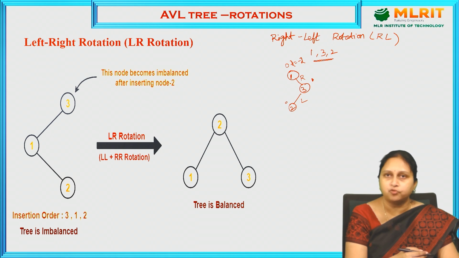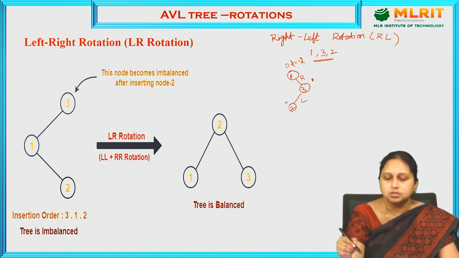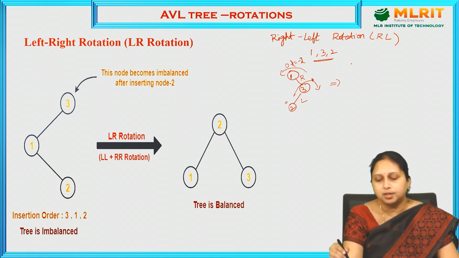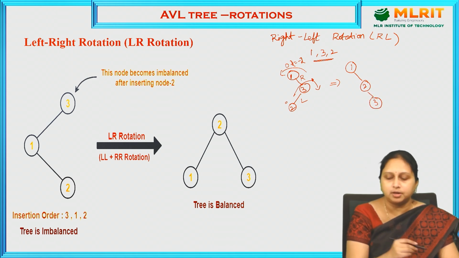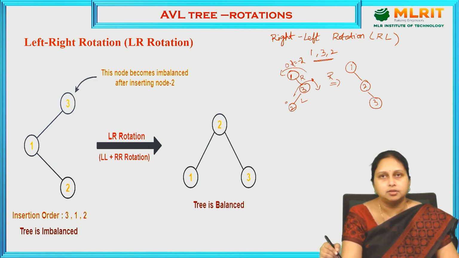Now we need to perform the rotation. Double rotation we need to do. Why? Because we need to rotate this part first, and then we are going to rotate this. Now first, what is the rotation we are going to do? On L we need to perform the right rotation, like this. After performing the right rotation, we are going to get the tree in this particular form.